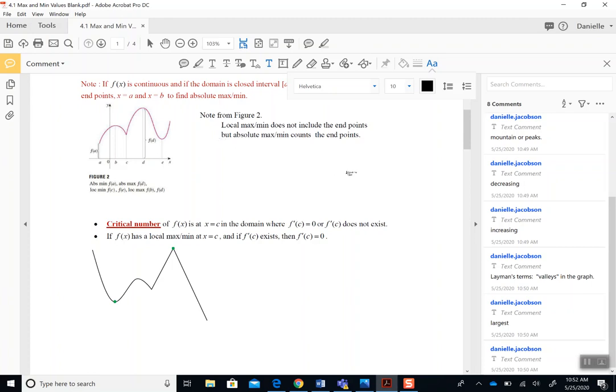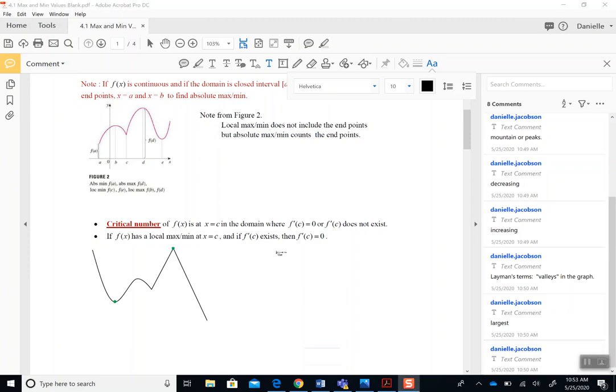Okay, so to put specific language to this, these little spots that I just discussed are called critical numbers. So a critical number of f(x) is at x = c, or you could have any letter instead of c, in the domain where the derivative is 0 or the derivative does not exist.